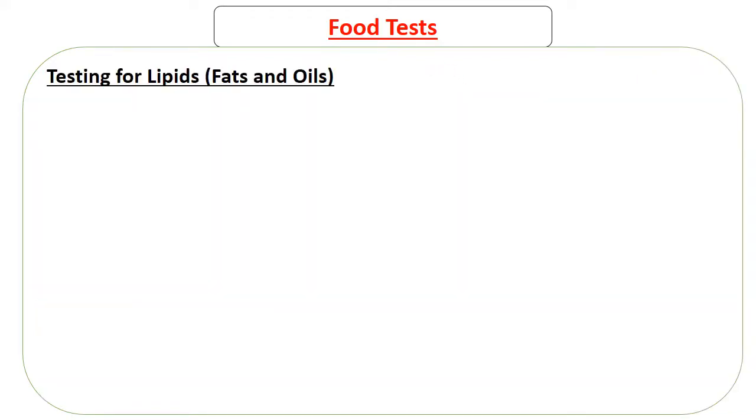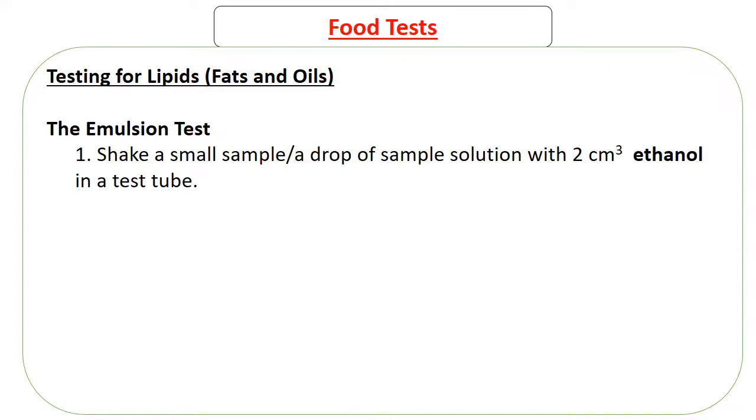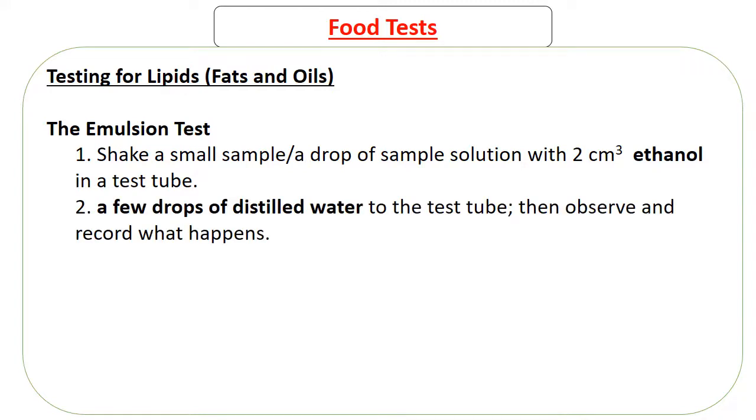We go to testing for lipids. Lipids are of course fats and oils. So there are 2 tests that are done on lipids, and this is going to be our last test. So we'll start with the emulsion test. In this test, you shake a small sample or a drop of sample solution with 2 centimeter cubed of ethanol in a test tube. Then add a few drops of distilled water to the test tube, then observe and record what happens.